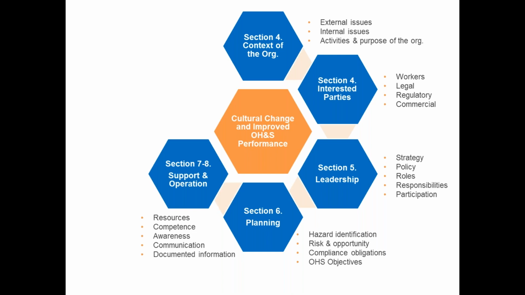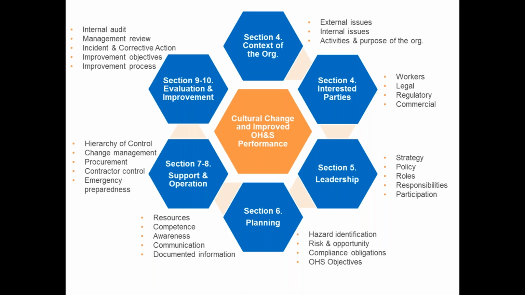Section 7 looks at the resources and the competence and awareness of staff and workers, the communication between those groups and the interested parties, and the documented information required throughout to demonstrate compliance. It also looks at the hierarchy of control, the management of change, procurement, contractor control, and emergency preparedness in Section 8. Section 9 and 10 are looking at the evaluation and improvement, so internal audit, management review, incident and corrective action, improvement objectives and deliverance of, and the improvement process generally throughout.